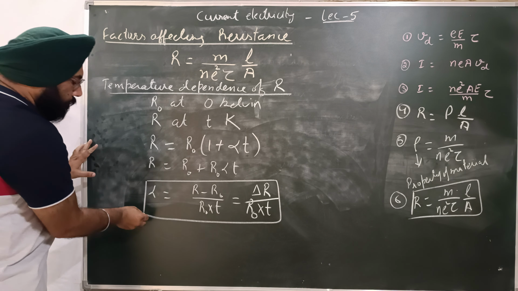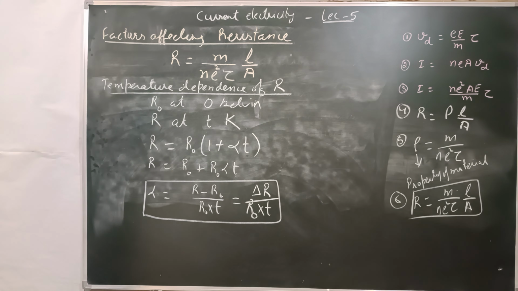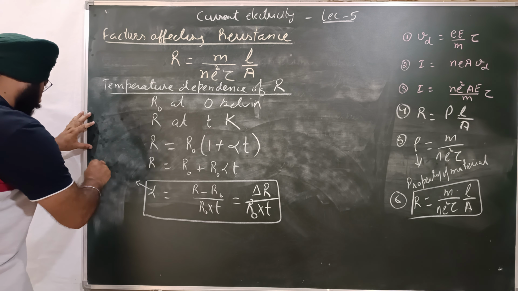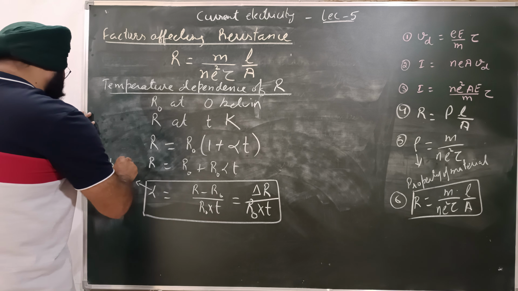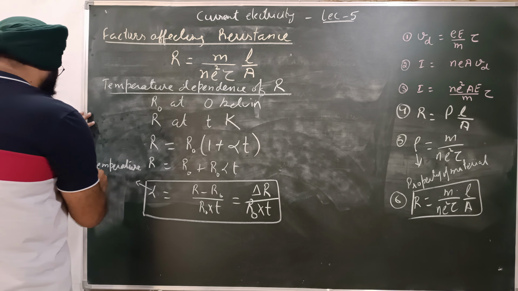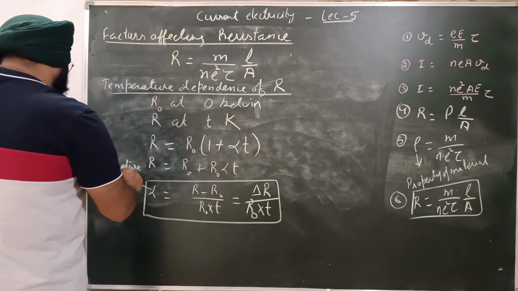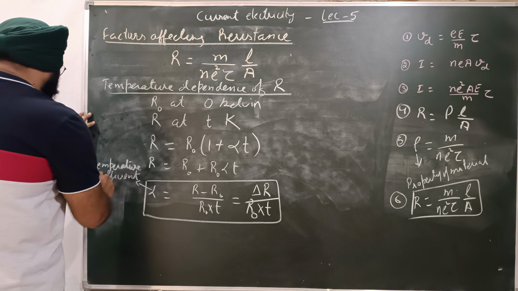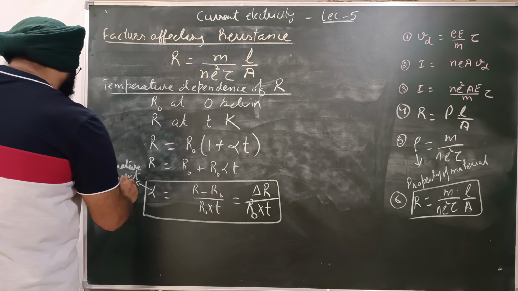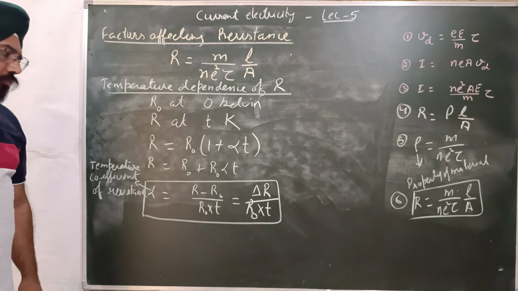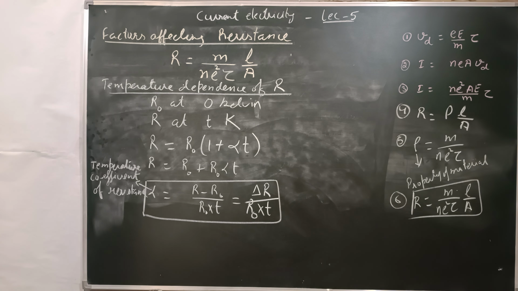So this alpha is called the temperature coefficient of resistance. So alpha is called the temperature coefficient of resistance.